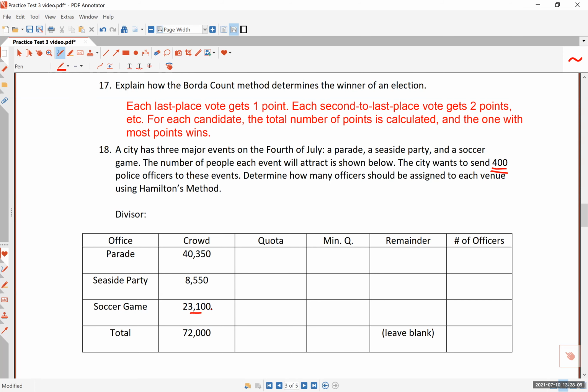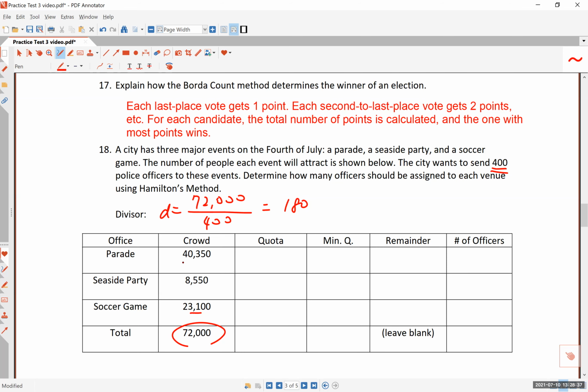All right, so let's go ahead and do this. The first thing you have to do is to find the divisor. It looks like the total number is 72,000 people in all the places combined. How many officers will be available? 400. You take the division. 72,000 divided by 400 is 180. So it means approximately 180 people per officer. Okay, that's what we want to have.